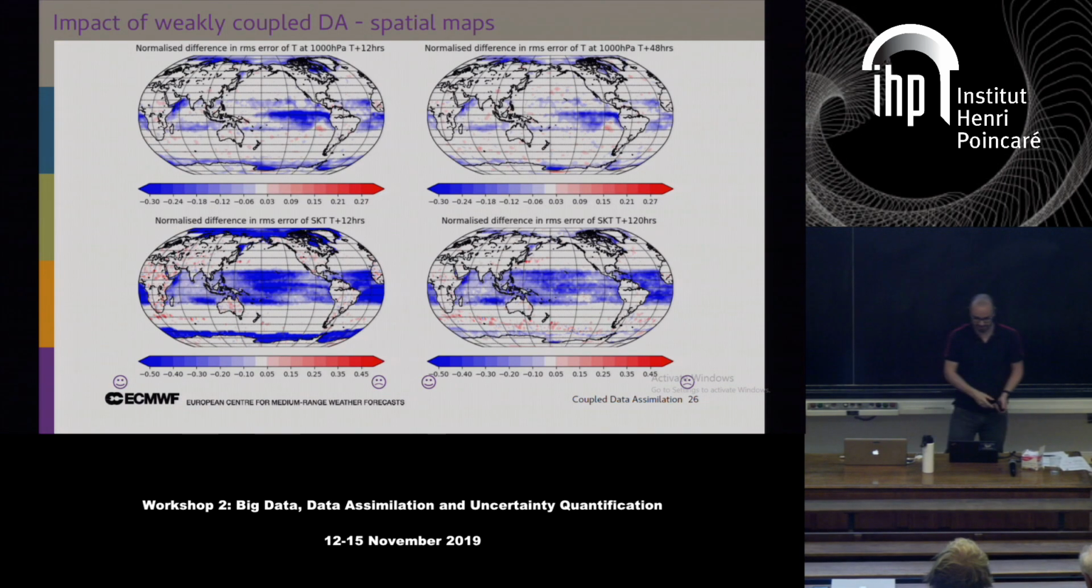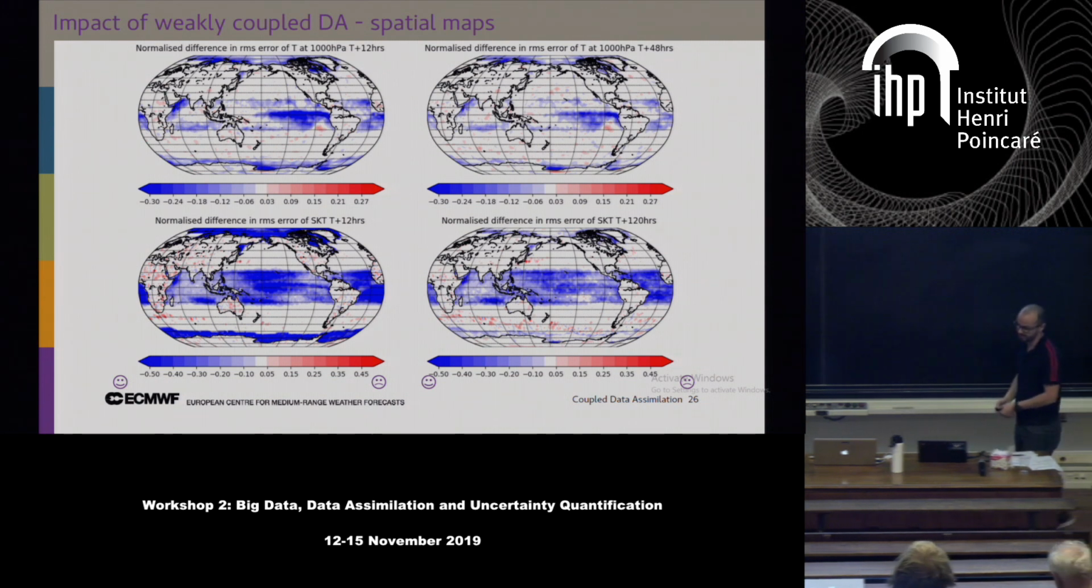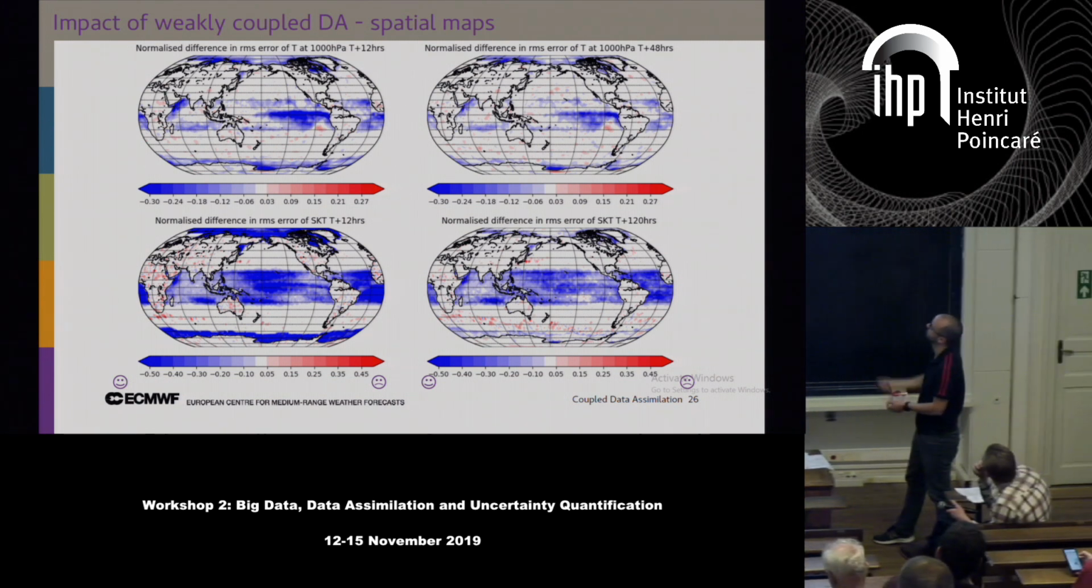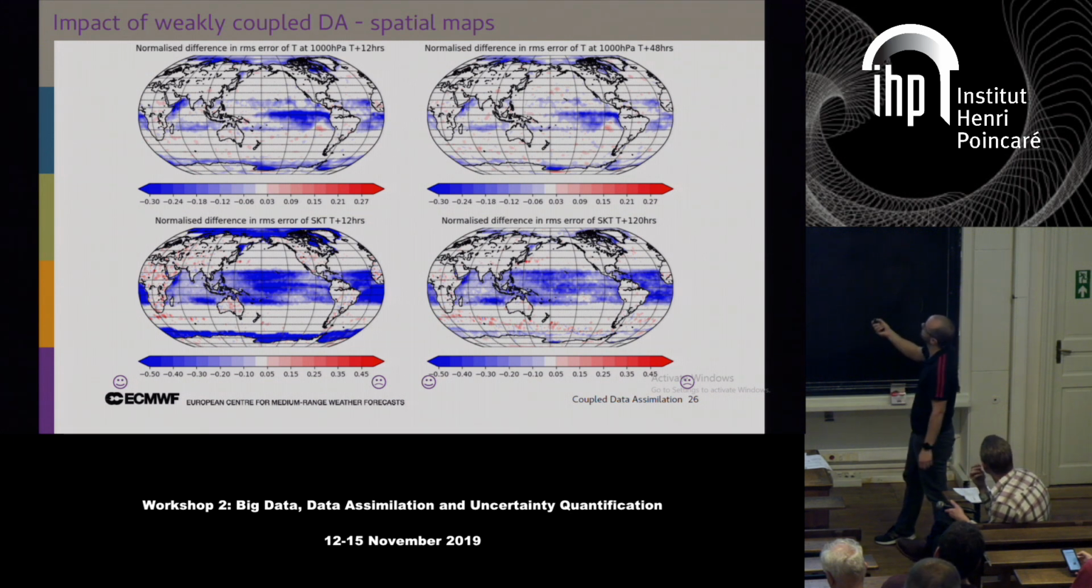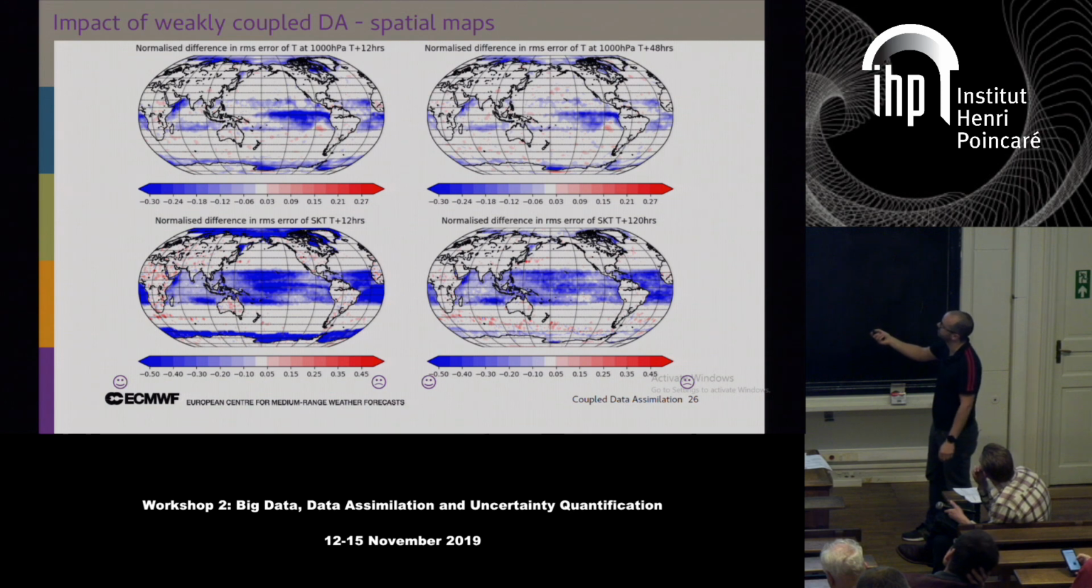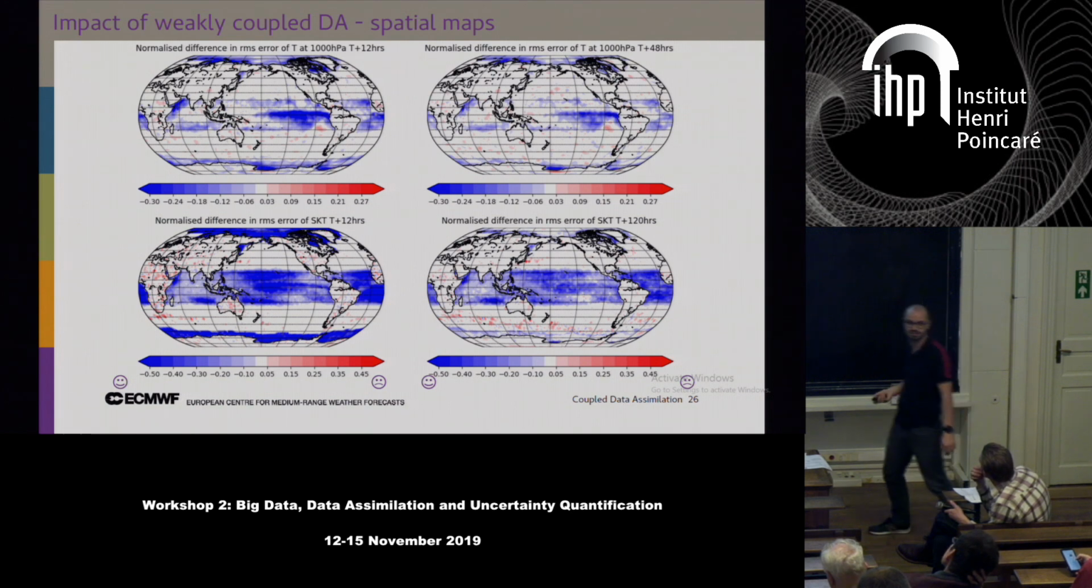If we look at forecast error maps, we can see, in this case blue is good, that we're improving skin temperature down here and basically the surface temperature of the atmosphere up here in all the regions where we're doing coupling. So coupling SSTs in the tropics and coupling sea ice.